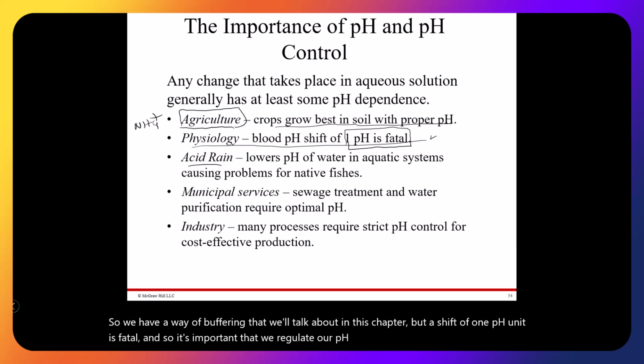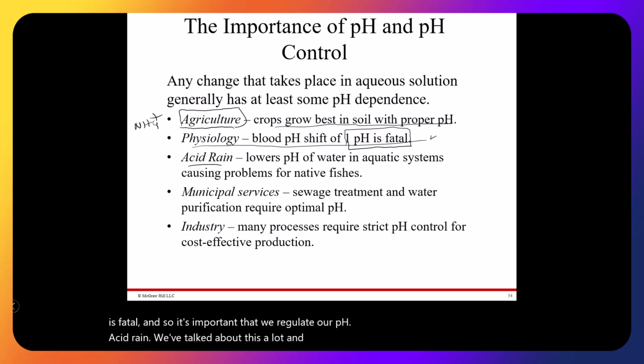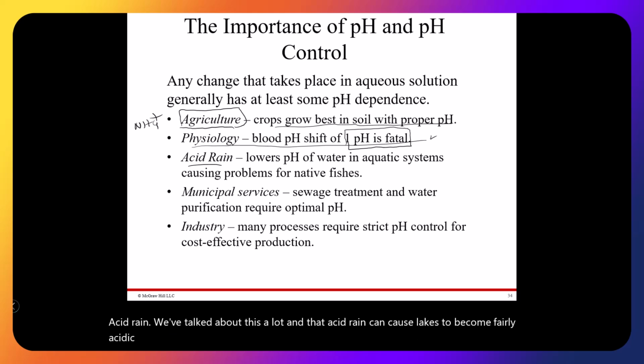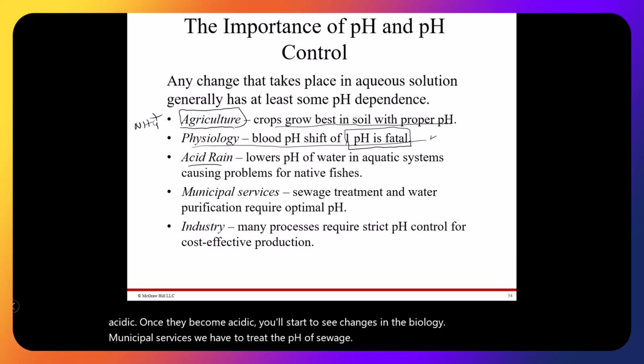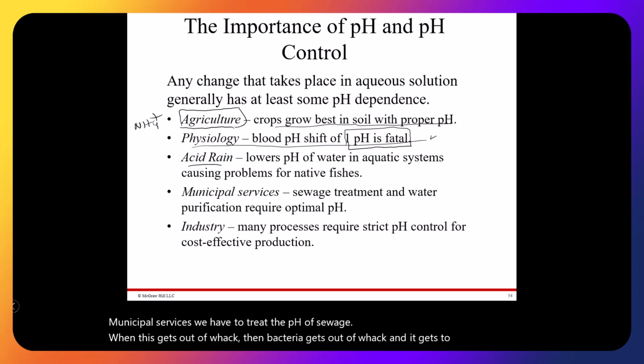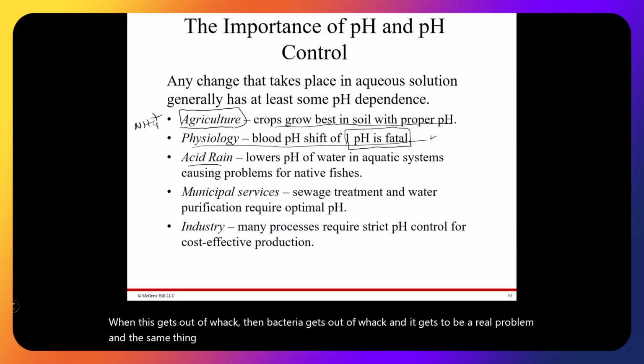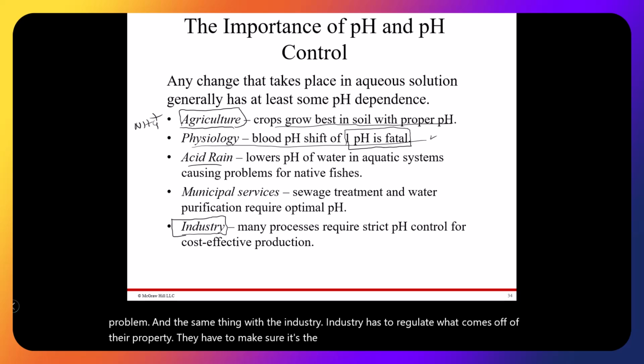Acid rain, we've talked about this a lot, and that acid rain can cause lakes to become fairly acidic. Once they become acidic, you'll start to see changes in the biology. Municipal services, we have to treat the pH of sewage. When this gets out of whack, then bacteria gets out of whack and it gets to be a real problem. And the same thing with industry. Industry has to regulate what comes off of their property. They have to make sure it's the proper pH before they send it to a treatment plant.